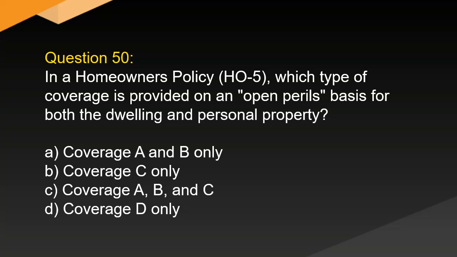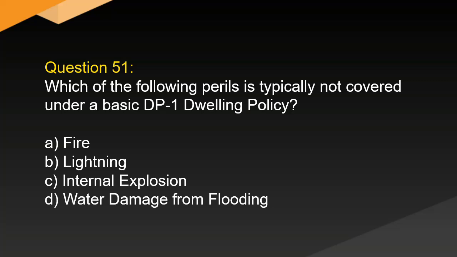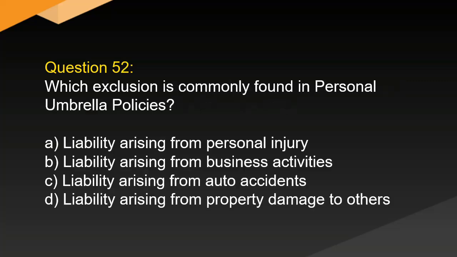B. Coverage C only. C. Coverage A, B, and C. D. Coverage D only. Question 51. Which of the following perils is typically not covered under a basic DP-1 dwelling policy? A. Fire. B. Lightning. C. Internal explosion. D. Water damage from flooding.